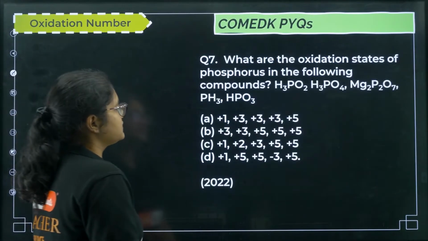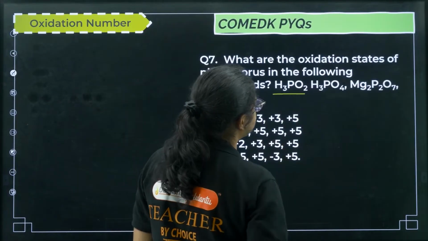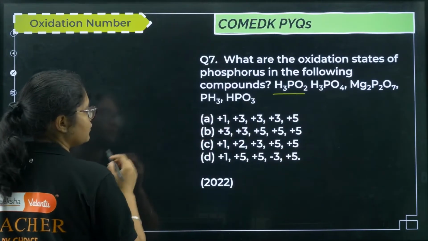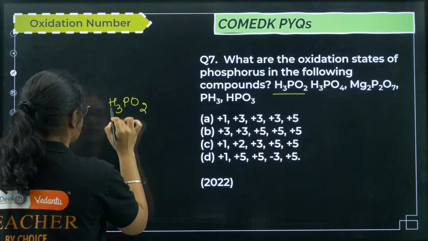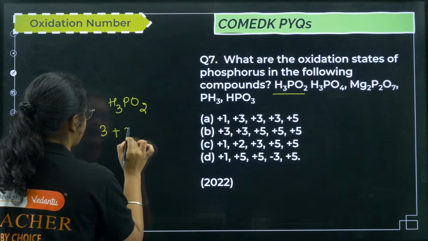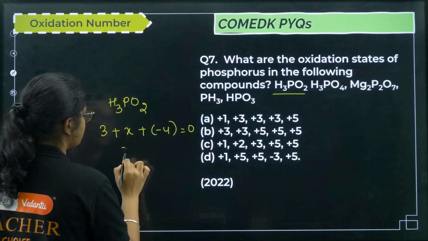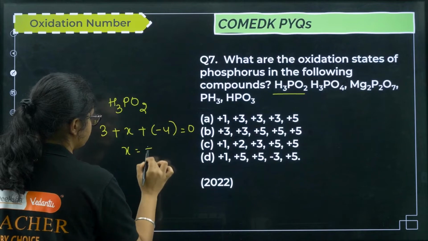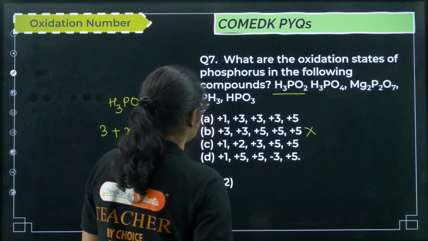Next, what is the oxidation state of phosphorus in the following compounds? First we'll find it for H3PO2. So it is 3 plus x plus -4 is equal to 0, so it will be equal to +1, right? +1, so we can eliminate option B.